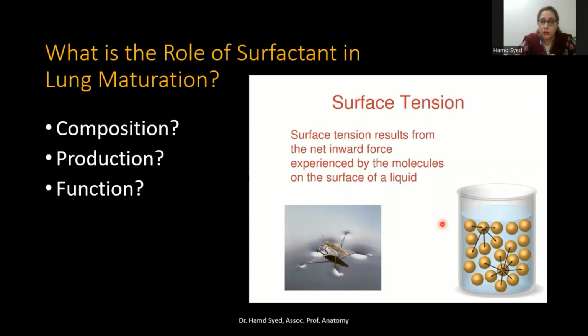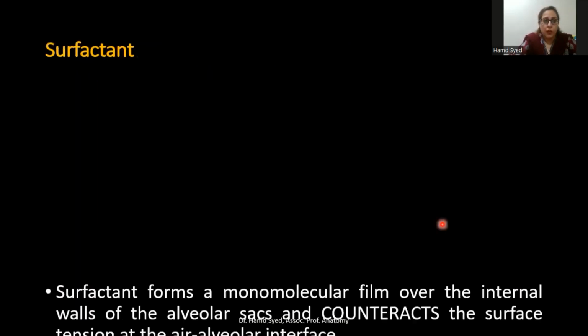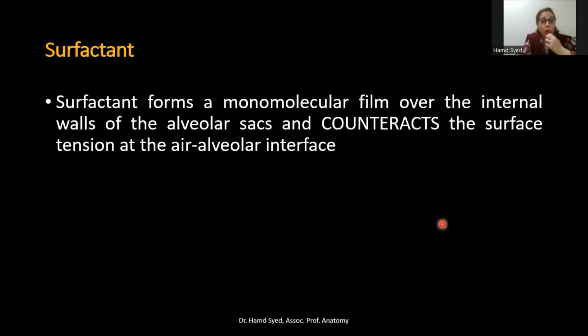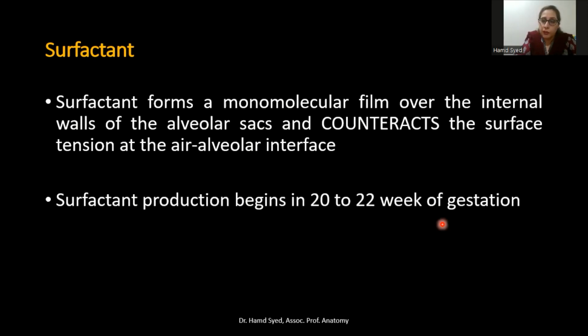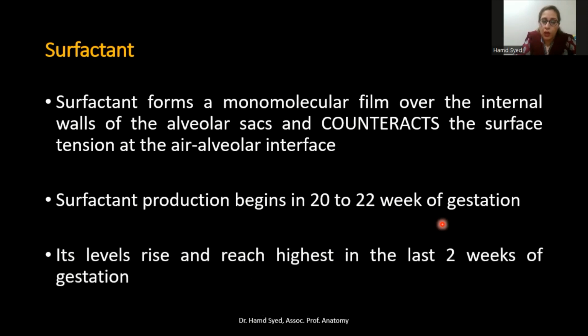Now, in the lungs, the surface tension is the force which tends to collapse the alveoli. And so the chemical substance required to lower the surface tension is the surfactant. This surfactant forms a monomolecular film over the walls of the alveolar sacs, and it counteracts the surface tension at the air-alveolar interface. Surfactant production, remember, begins in the 20th to 22nd week of gestation. And then its levels go on rising and reach their highest in the last 2 weeks of gestation.